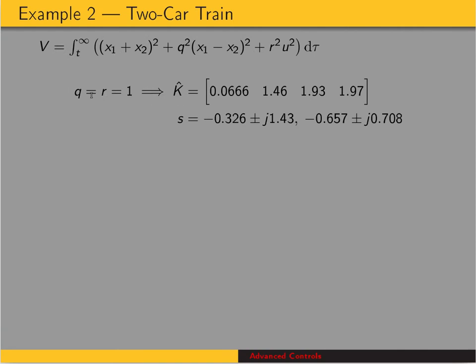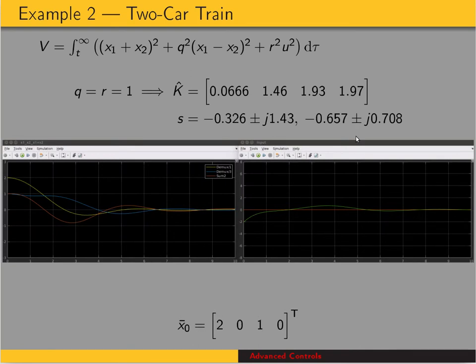Now, if we let Q equals R equals 1, in other words, we're penalizing the sum of the displacement squared, the spring stretch squared, and the input squared. If we're penalizing those all equally, then we end up with these 4 values for the gain matrix and these 2 pairs of complex conjugate poles. These graphs show the result. The yellow line is the position of cart 1. The blue line is the position of cart 2. You can see that the initial conditions are that cart 1 is at 2, and its initial velocity is 0.